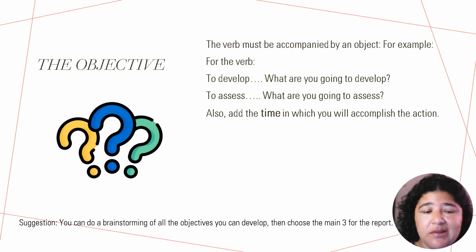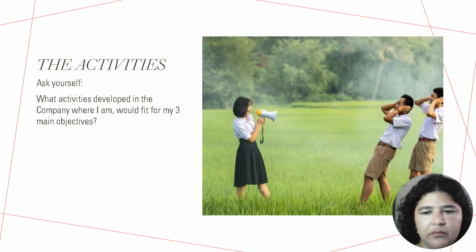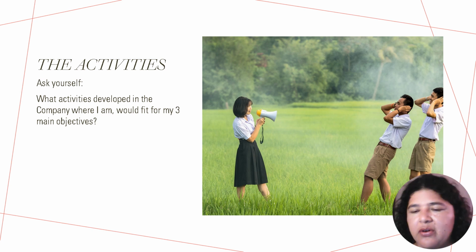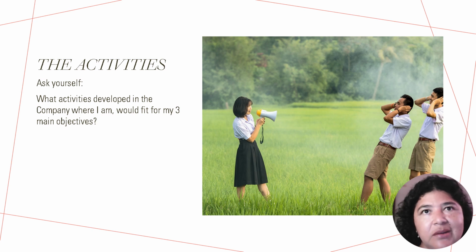And for this, I have a suggestion. If you do a brainstorming of all the objectives that you can develop, you can choose the main three for the report. So when you have very clear your objective or your objectives, you are going to find which ones of the activities that you have at the company can help you with those objectives, okay?